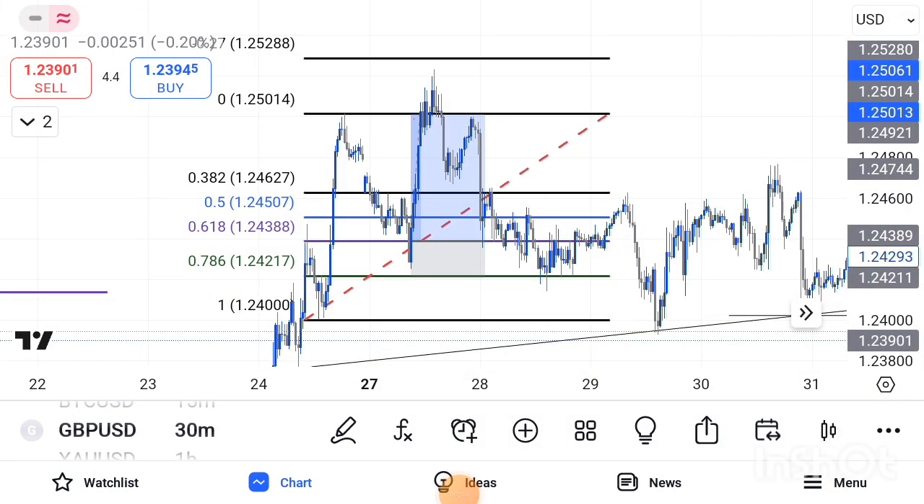So this is GBP USD 30 minutes time frame, and we are going to be using the Fibonacci retracement to analyze the market and see how it goes. And as you can see, we are looking at this chart right now. This is obviously a profitable trade, and I'm going to explain how we came about everything you're looking at, right?